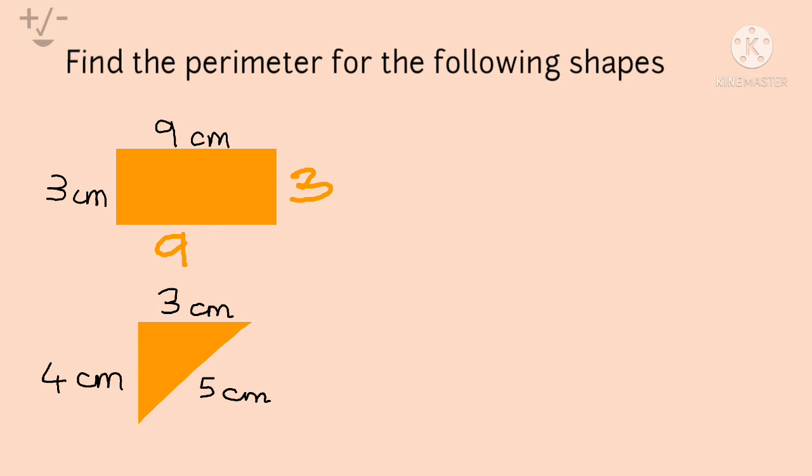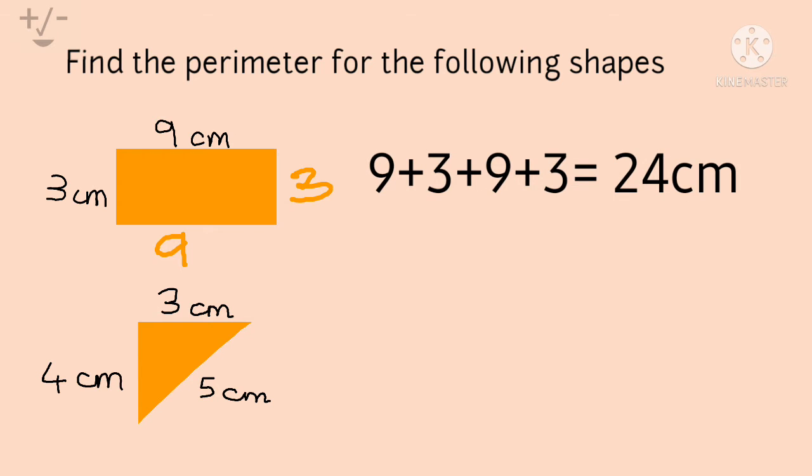Now to find the perimeter of the shape, you have to add up the distance along all the sides. So for the first question, you have to do 9 plus 3 plus 9 plus 3, which equals 24. So the perimeter of that shape is 24 centimeters.